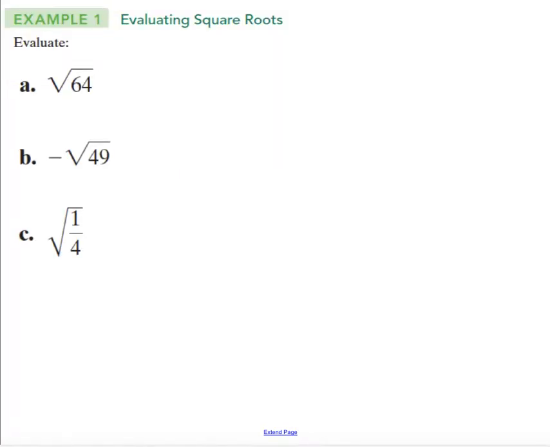So think about 64, the square root of 64. You can break that down as 8 times 8. And now we have an index of 2, so we have our pair. So the square root of 64 is 8.